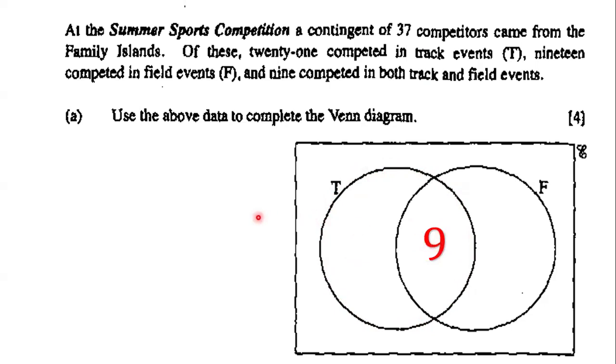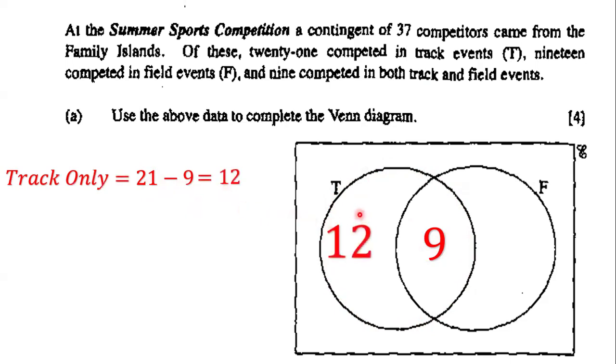And so if we want to figure out track only, we have to subtract. We have to take 21 and subtract 9. So 21 minus 9 is going to give us 12. And so the number of students that competed in track only is going to be 12. And it makes sense because 12 plus 9 gives us 21, which makes sense because 21 competed in track events.